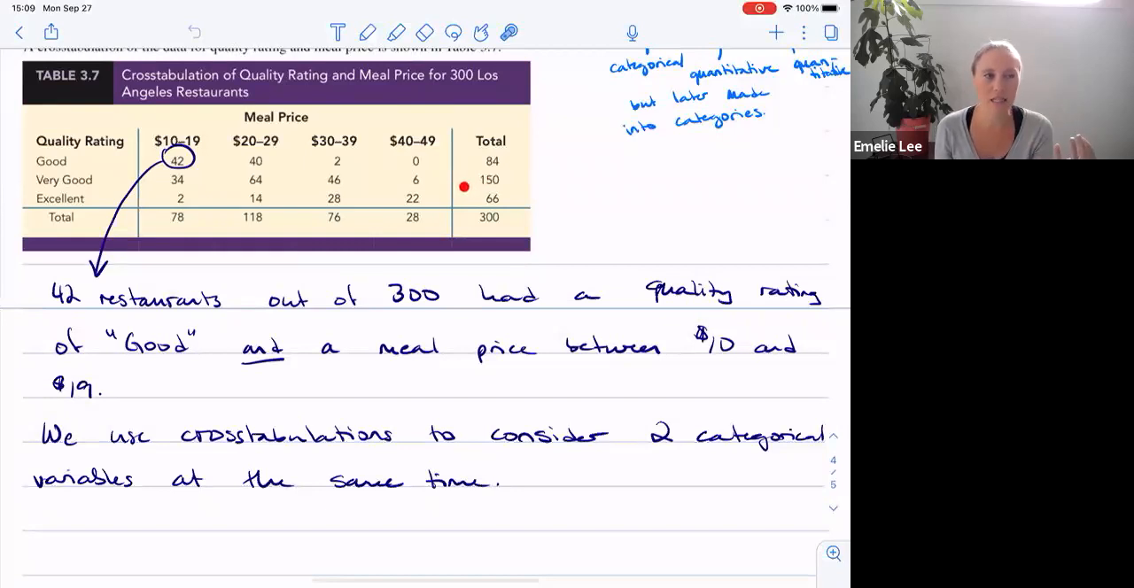And the key is that we're talking about 2 variables at once. Whereas if we talk about just how many had a meal price between 10 and 19, well, that would be 78 out of 300, right? Then you would just focus on those margins, those totals.